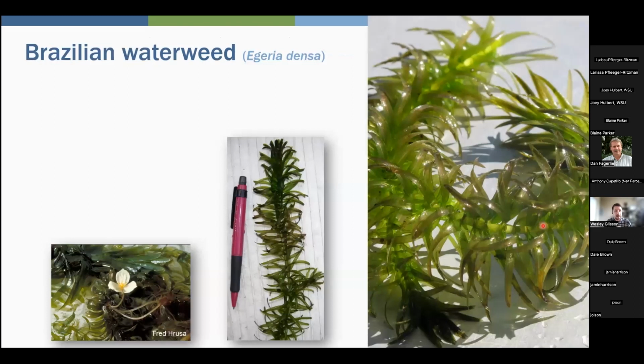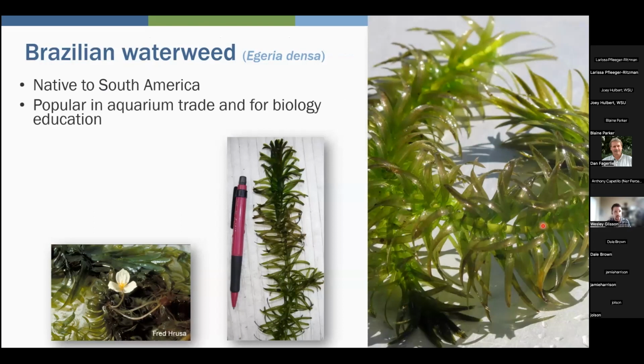All right, moving right along, Brazilian waterweed, or Egeria densa. Another plant that's not native here, it's native to South America. It's really popular in the aquarium trade and for biology education. So kind of like that variable leaf water milfoil, folks have them in their aquariums, they dump their aquariums or toss out the plants, and then these establish.